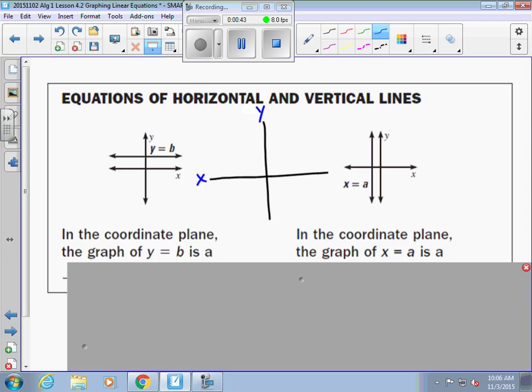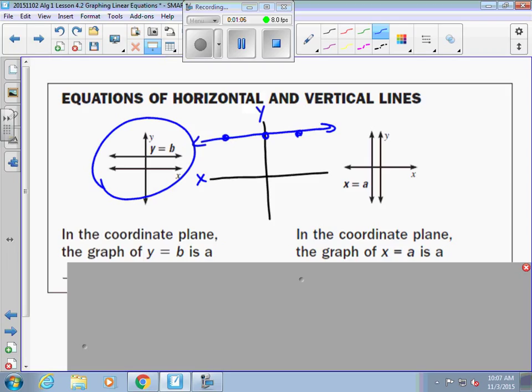So for example, the first one says y equals b. No matter what the number is for y, if it were here, that means the y value is always going to be here. So you're going to have a line that looks like this, or like the picture here. Notice it mimics the x-axis. So anything that's y equals something is going to be a horizontal line.